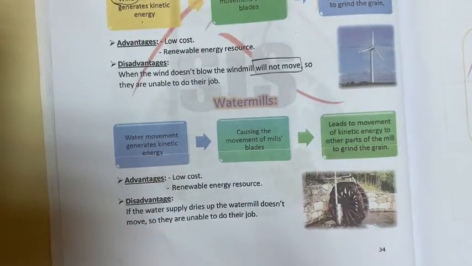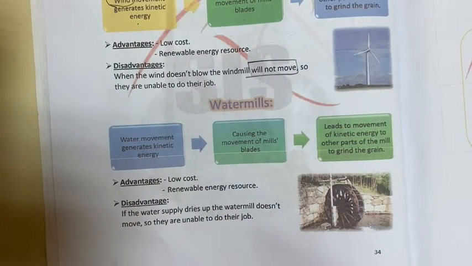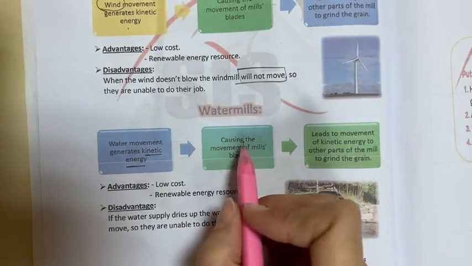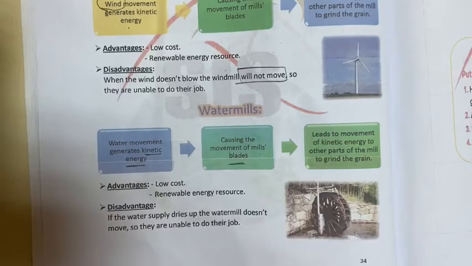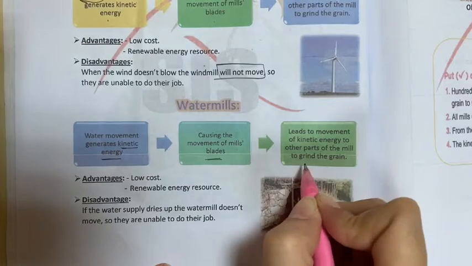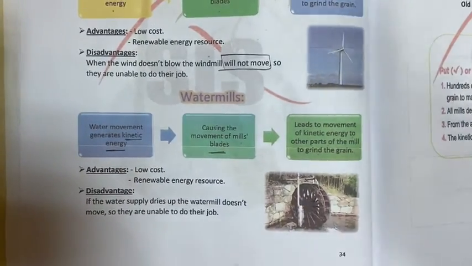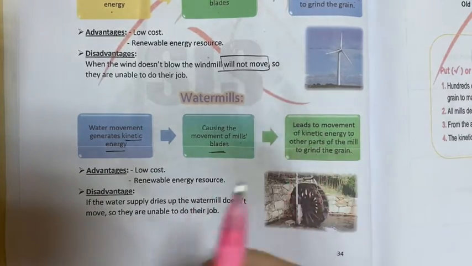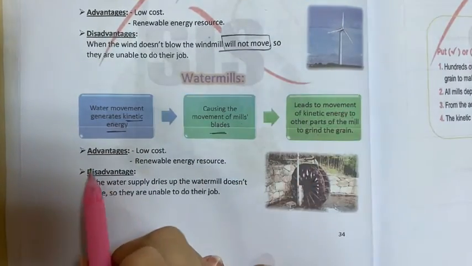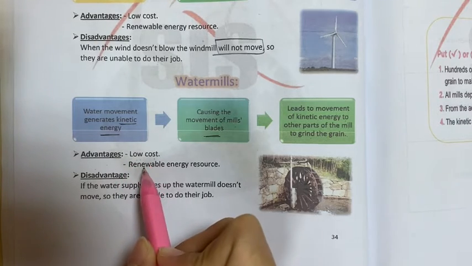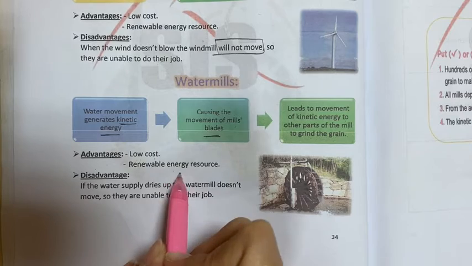Let's talk about the water mills. Water mills also take the water movements that generate what? Yes, excellent. The water movement generates kinetic energy, causing the movement of the mill's blades, leads to movement of kinetic energy to the other parts of the mill to grind the grain. So after moving the blades, they are connected to another part. This part, when it moves, it grinds the grains. Also, the advantages of water mills, it has low cost, means cheap, and it's a renewable energy resource.